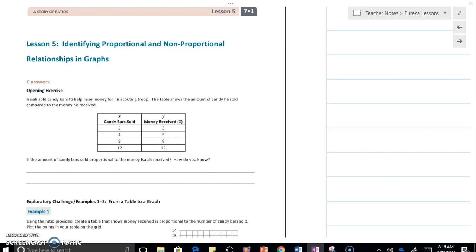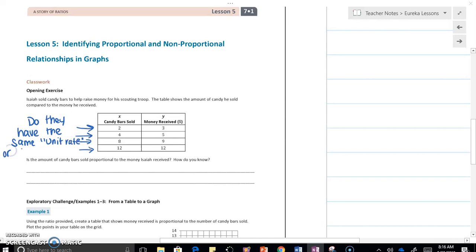How do you know? Well, in order to determine that, we want to ask ourselves, do they have the same unit rate? Or in other words, constant of proportionality.